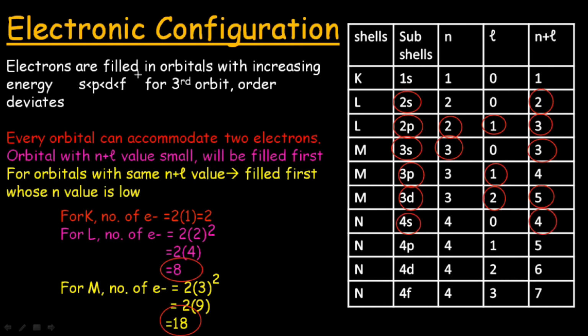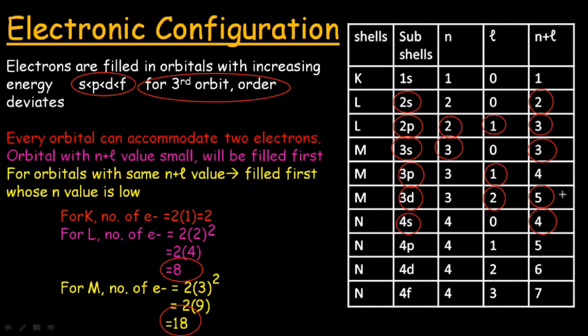Now here, focus on this statement that I have told you earlier, that for the third orbit, the order of filling of electrons in orbitals deviates. Why does this order deviate? Because experimentally it was found that the 4s orbital has greater power of penetration. The s orbital of the fourth shell penetrates into the third orbit and its energy gets lower than 3d. Therefore, the 4s will be filled first and 3d will be later.